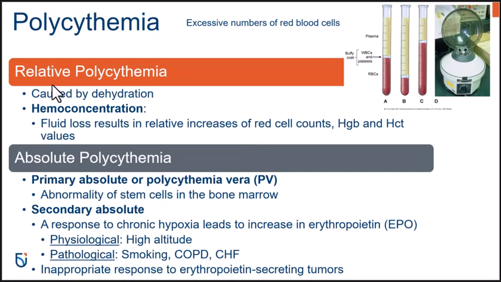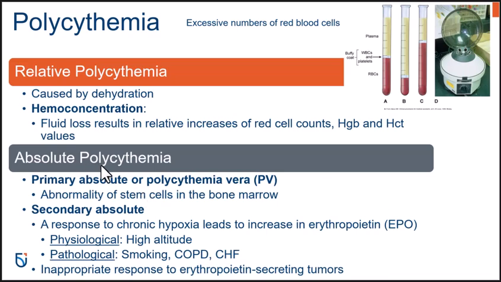So that's relative polycythemia. It appears that there are more red blood cells than are considered normal, but that's just because there is less water making up the plasma of whole blood. And so this example here is polycythemia. Looks like there's a lot of red blood cells, but it's because there's less plasma compared to normal.